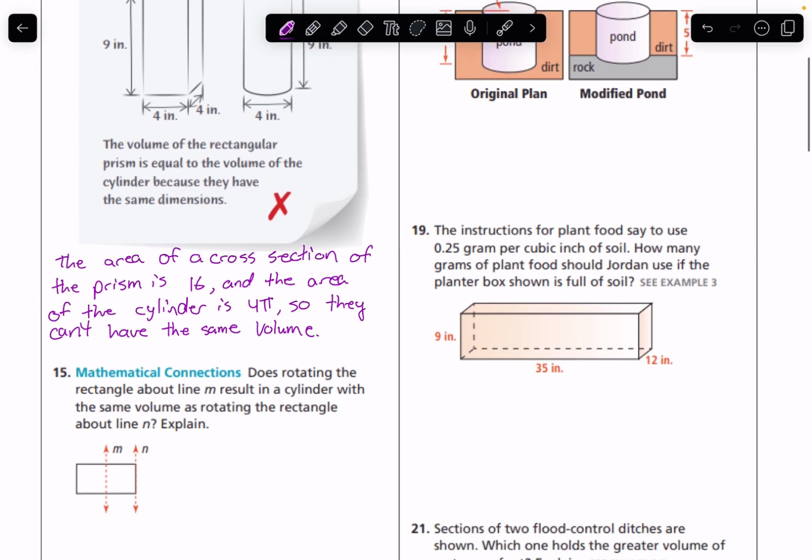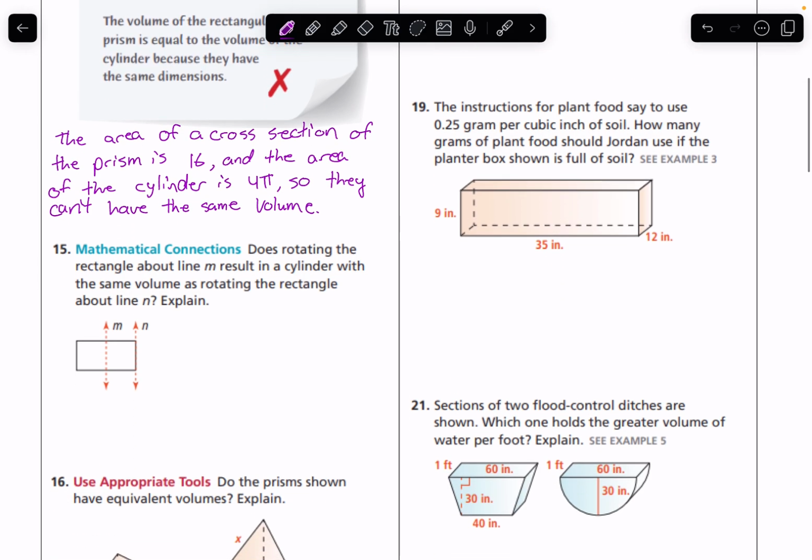All right. Number 15, does rotating the rectangle about line M result in a cylinder with the same volume as rotating the rectangle about line N? But of course, if you're rotating around line M, the radius of the cylinder is just from M to the end of the shape. If you're rotating it around line N, the radius is everything in the length of the cylinder. It's going to go around that way.